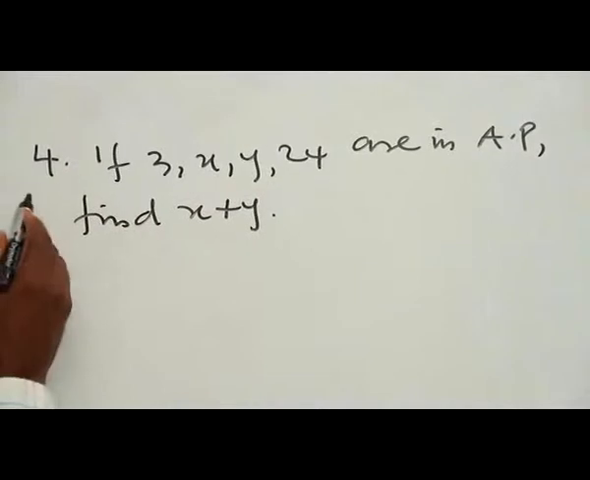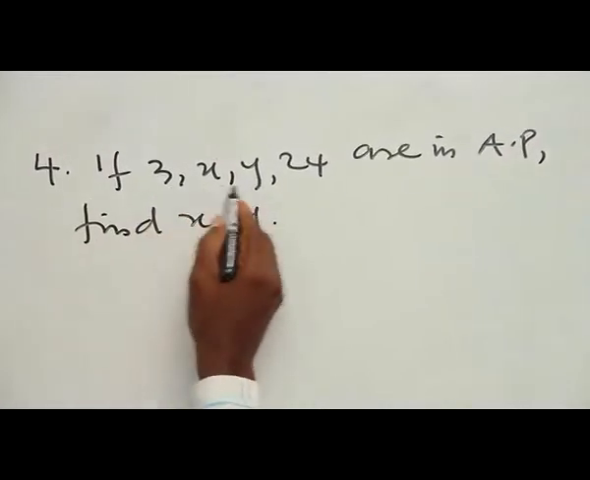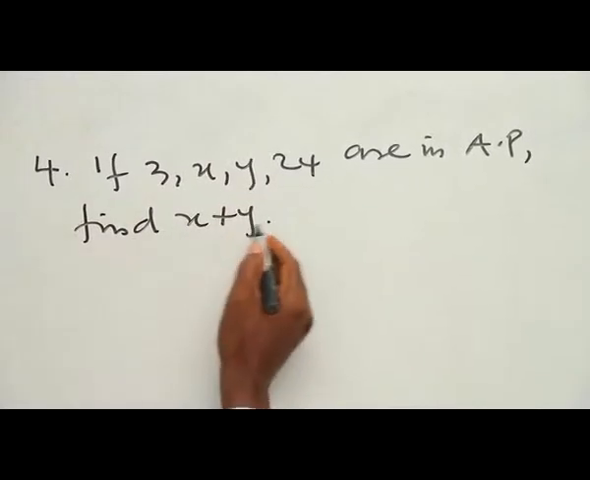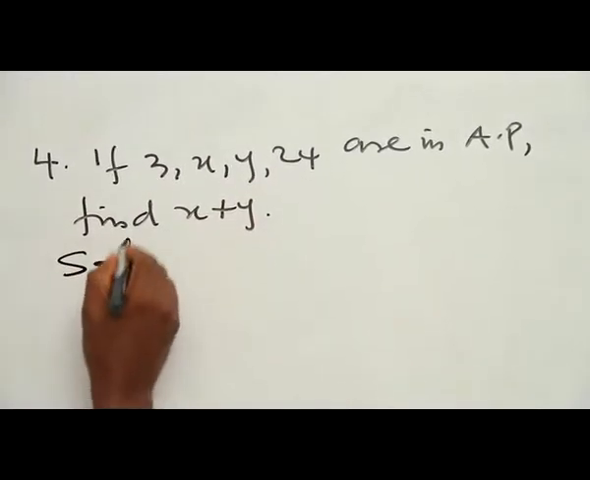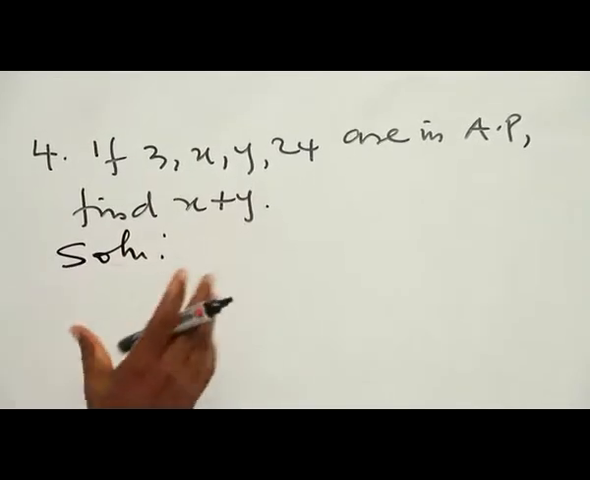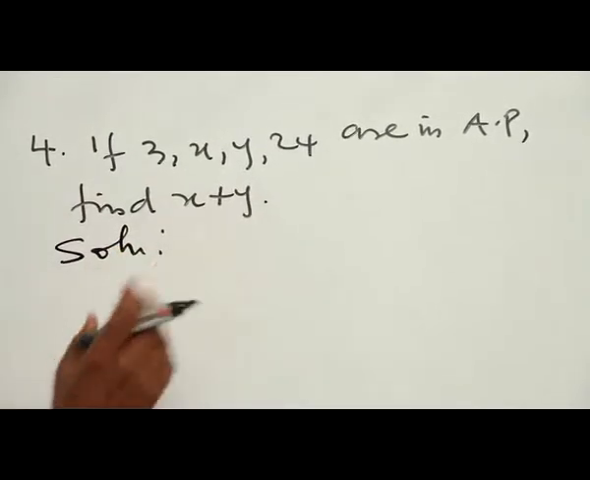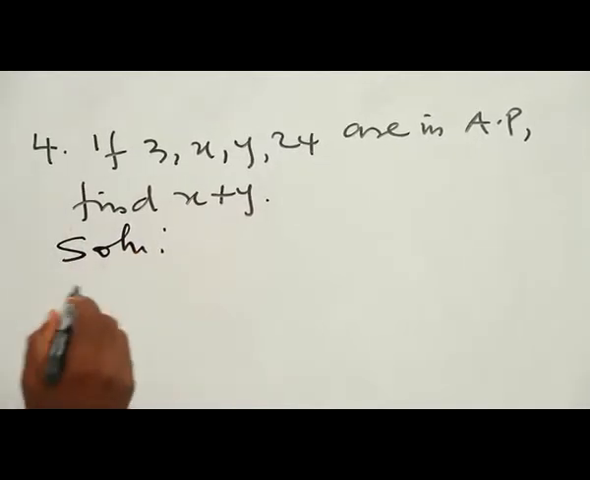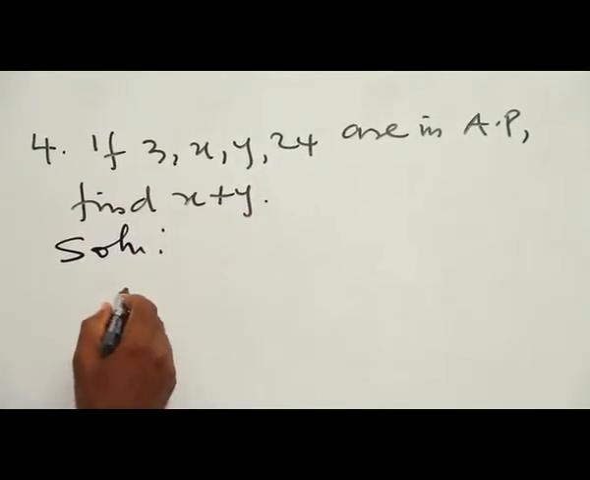Let's take example 4. If 3, s, y, 24 are in AP, find s plus y. Solution. Now let's take a look at this. You know that in an AP, the common difference will be the same, and that's why they say it's a common difference. So how do we get the common difference?